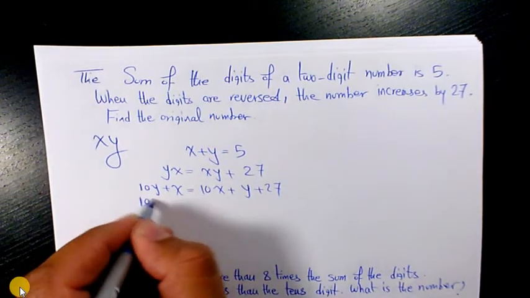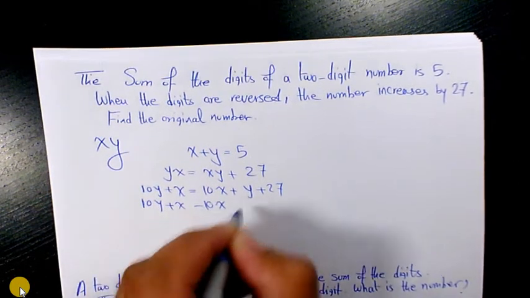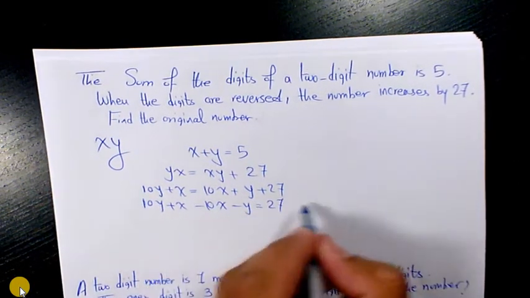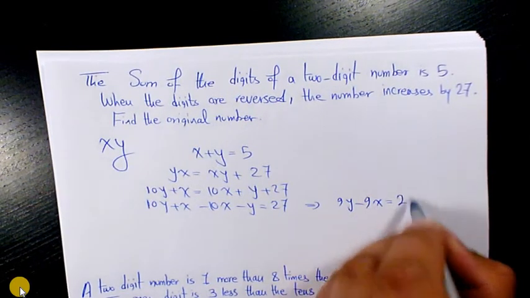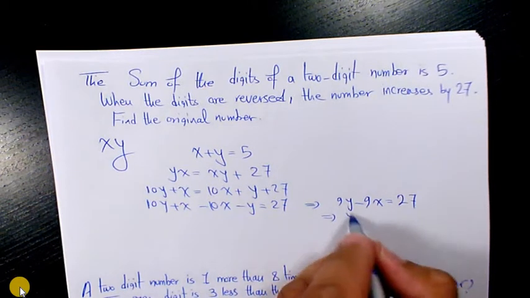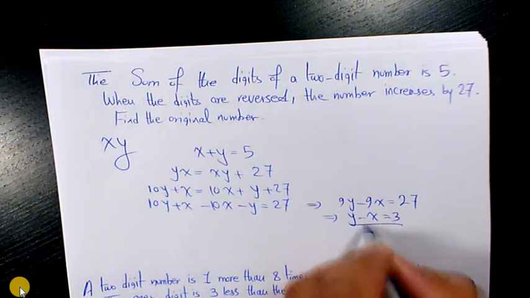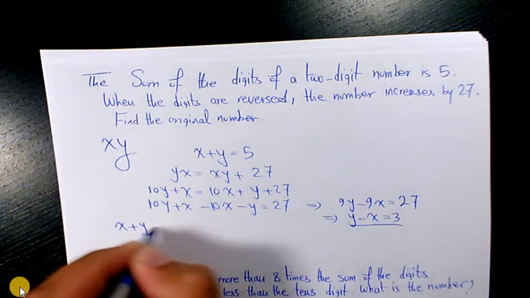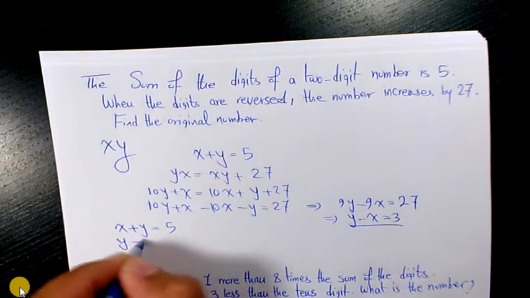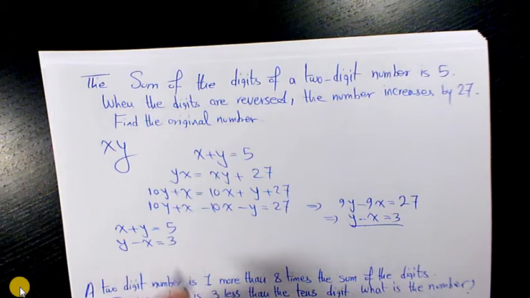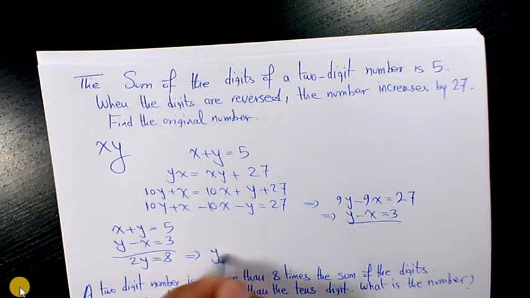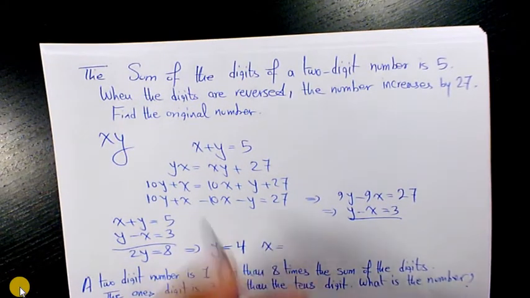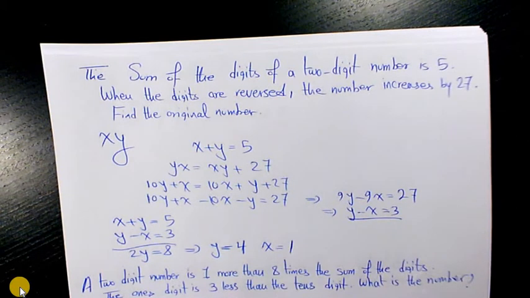So we have 10y plus x minus 10x minus y equals 27. When you simplify it, it's going to be 9y minus 9x equals 27. When you divide it by 9, it's going to be y minus x equals 3. So you have one equation, x plus y is 5. The other one, y minus x is 3. So when you add them, you're going to have 2y equals 8. Y will be 8 divided by 2, which is going to be 4. And x will be 5 minus 4, which is going to be 1.